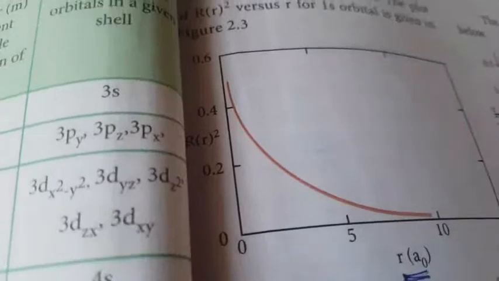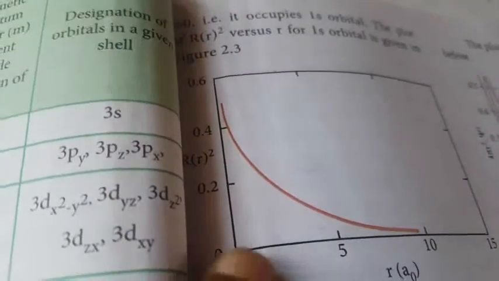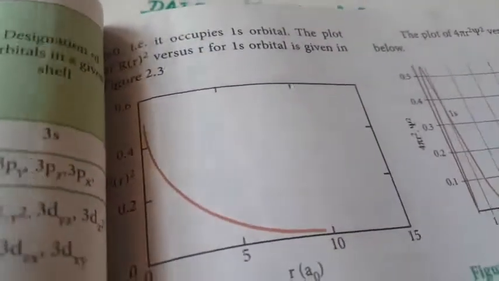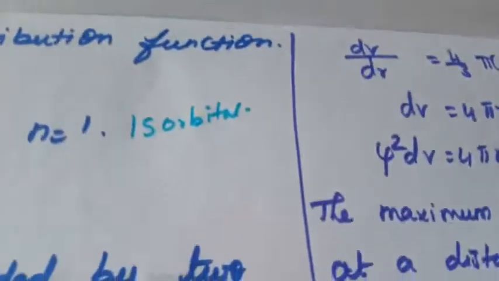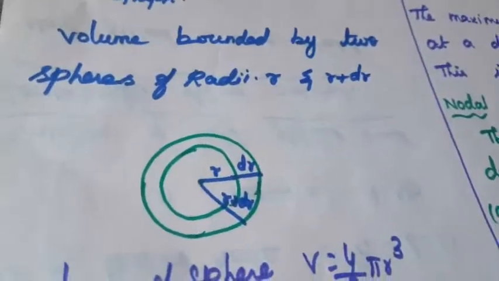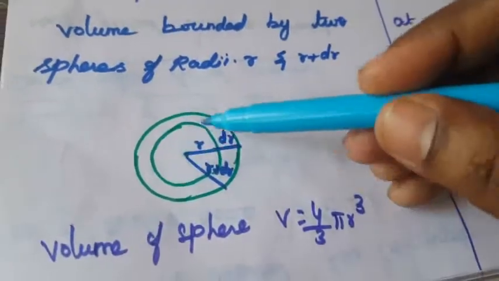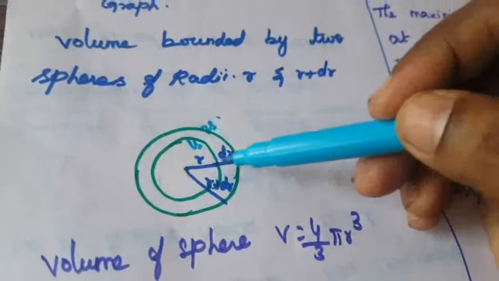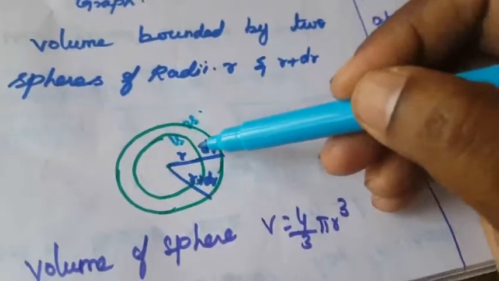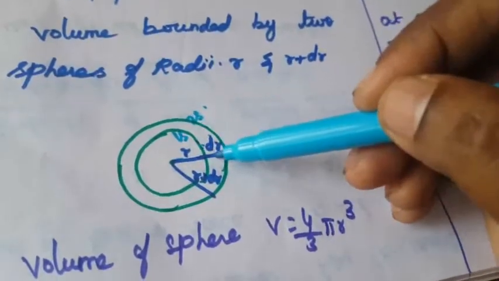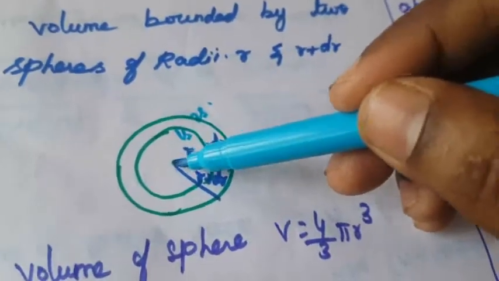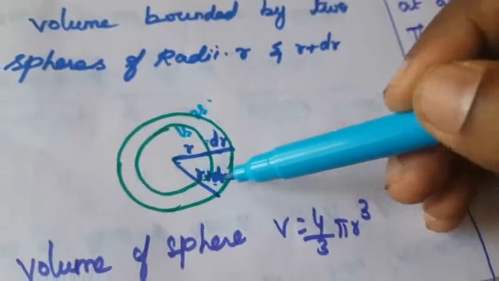So what is the identification? This is the slope, and one curve is obtained. From this curve, the probability over a volume can be understood. How do we calculate the volume bounded by two spheres? This is the 1s orbital, and this is the 2s orbital. The radius of this orbital is r. The difference between the 1s and the 2s orbital is dr, so the distance to the outer shell is r plus dr.